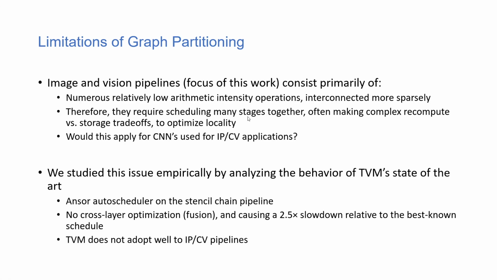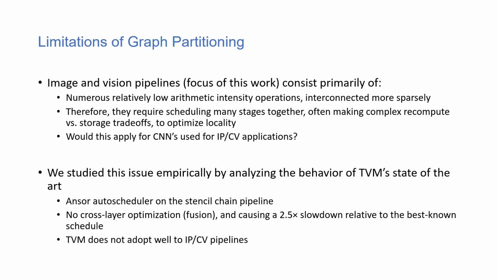The point the author is trying to make is that the assumption that optimizing the stages independently can work for deep learning architectures is not the case for image processing pipelines and computer vision pipelines, because they have numerous relatively low arithmetic intensity operations that are interconnected sparsely, and therefore they require that the stages be considered together, and that introduces the trade-offs of recomputation, storage, locality, and parallelism.